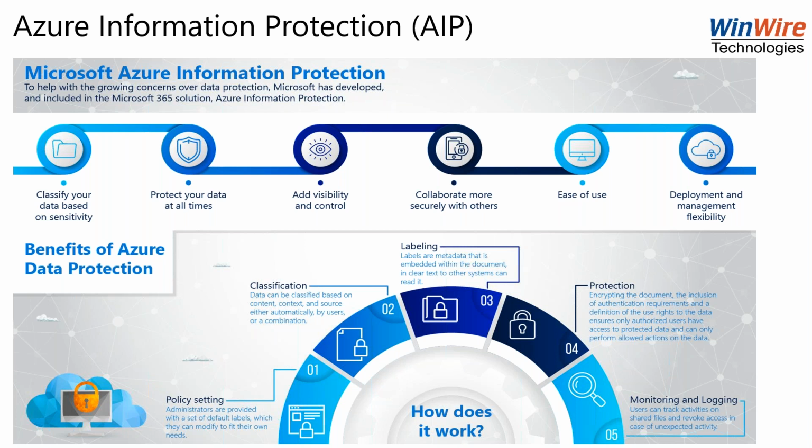And what this AIP provides, at a high level, is these 6 points: classify your data, protect your data, and then you get visibility and control on the exceptions, and your business team is collaborating more securely with other teams or other users. And from a business team standpoint, it's easy to use. I'm not doing anything completely different than how I used to do when I was on-prem, right? And then flexibility in terms of deployment as well as the management overall.